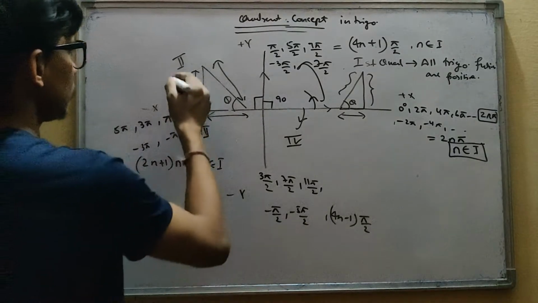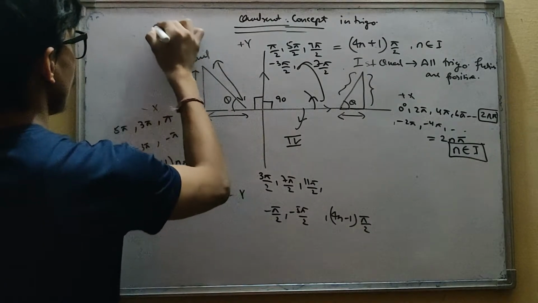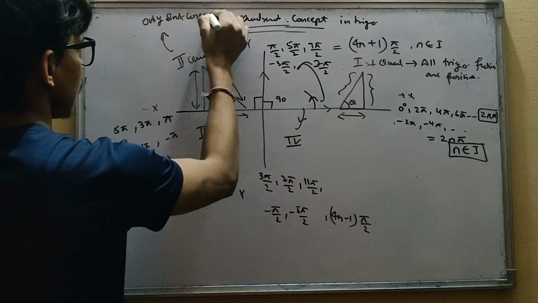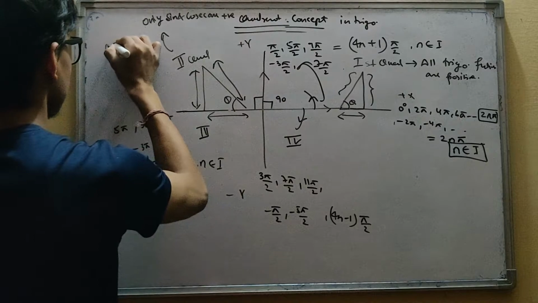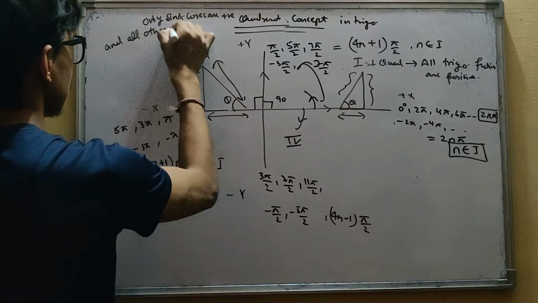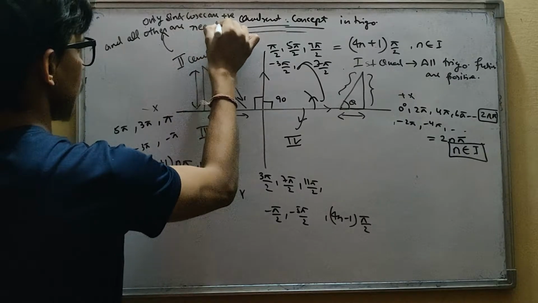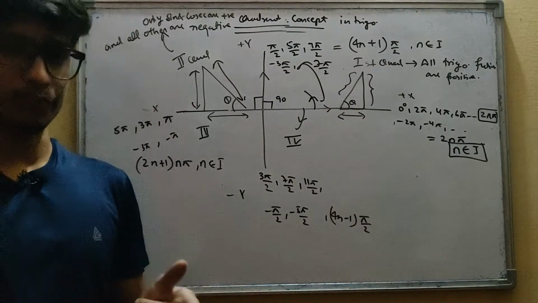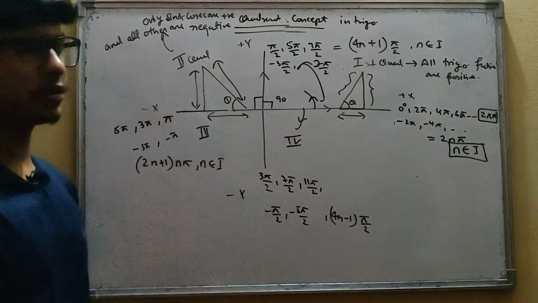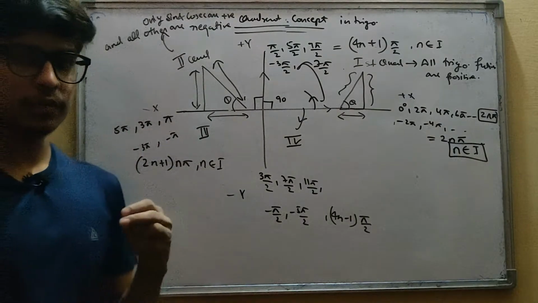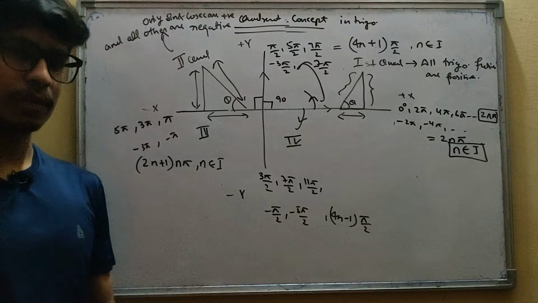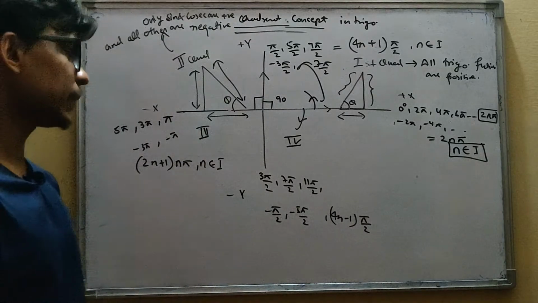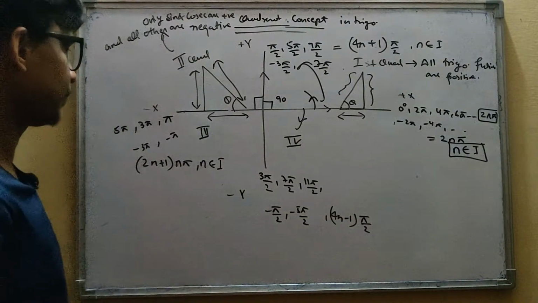Okay, so for the second quadrant, only sine and cosec are positive, and all others are negative, right? So this is how you can think of it. Among all 6 trigonometric functions, only sine and cosec are going to be positive, and all others are going to be negative. So this is the second quadrant. Second quadrant means pi by 2 to pi. In general, you can write it like this: (4n plus 1) pi by 2 to (2n plus 1) pi. So this is how you can write it, right?